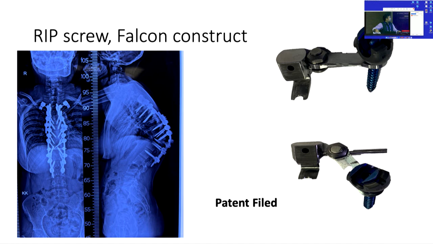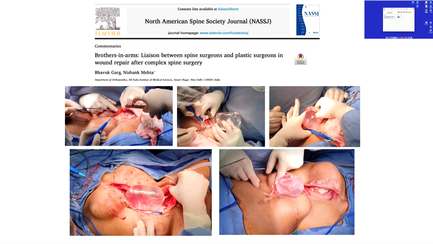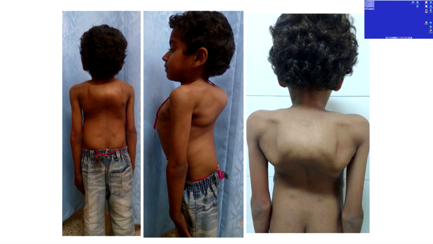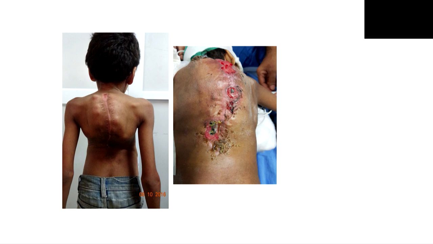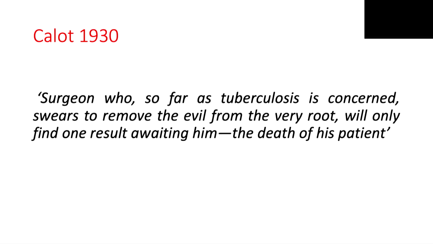Plastic surgery involvement is very, very essential. This is our paper in the national journal. So these sort of plastic tissue spacers and all this are very important. This child was very severe. We did a VCR in this child, but there was a problem with the screw heads, so we had to go for the plastic surgery cases. So TB presents many challenges in day-to-day practice. One has to be very careful. They are going to be there if you're going to treat these patients.